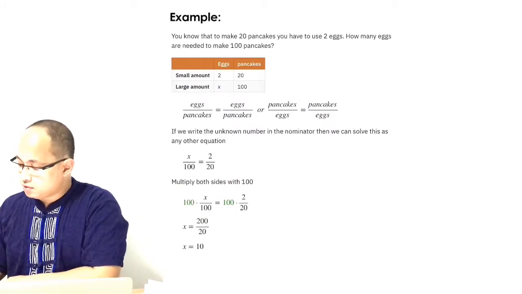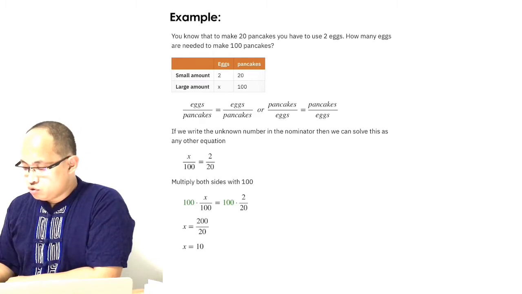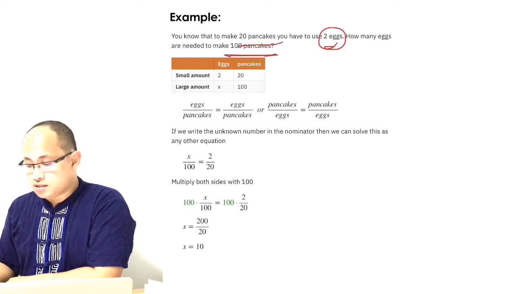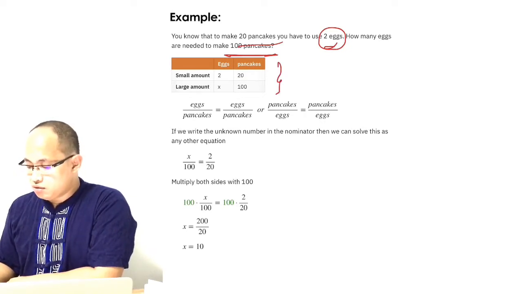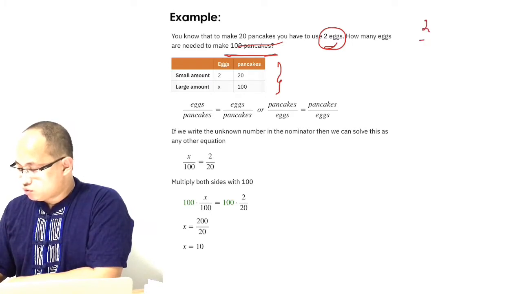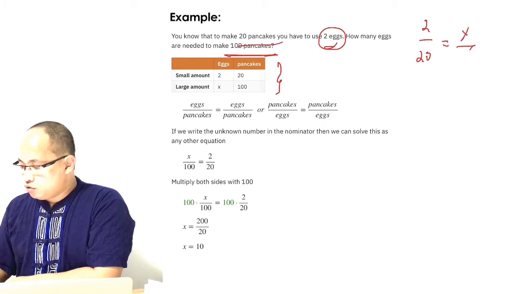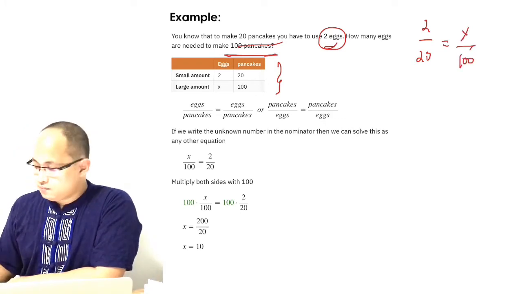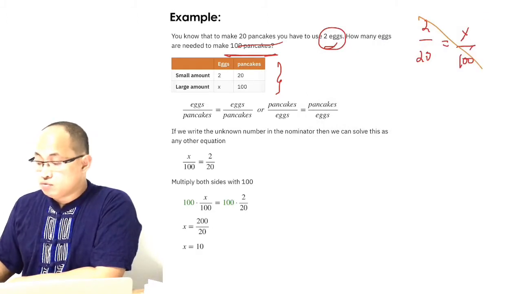Now let's have another example. If you make 20 pancakes, you're going to use 2 eggs for 20 pancakes. Now what if you make 100 pancakes? How many eggs do you need? If you have a simple equation here, 2 eggs for 20 pancakes, therefore we have 2 over 20 is equal to how many eggs you need if you're going to make 100 pancakes. What you do first is cross multiply the two.